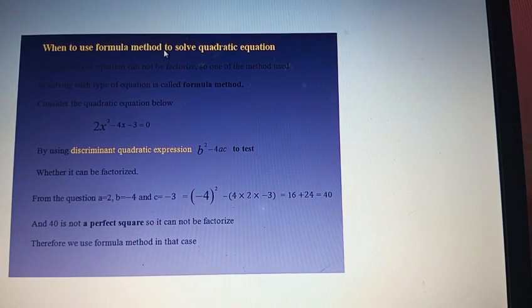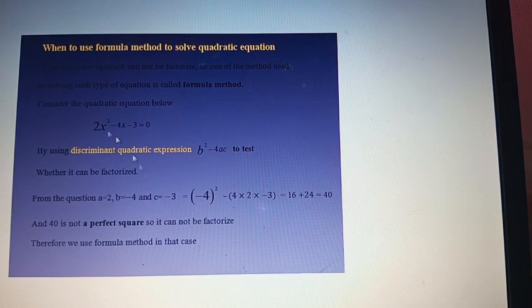When to use formula method to solve quadratic equation? Some quadratic equations cannot be factorized, so one of the methods used in solving such type of equation is called the formula method. Consider the quadratic equation below: 2x squared minus 4x minus 3 is equal to 0. We use the discriminant quadratic expression, b squared minus 4ac, to test whether it can be factorized.